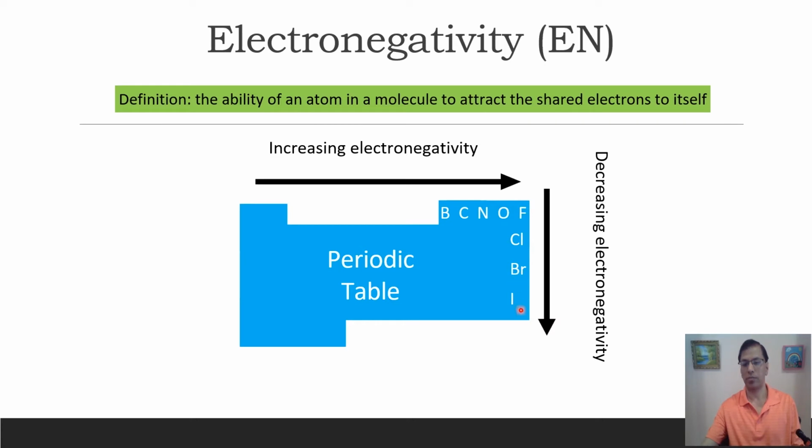This is the halogen family. So as we move from fluorine to iodine, the electronegativity decreases.